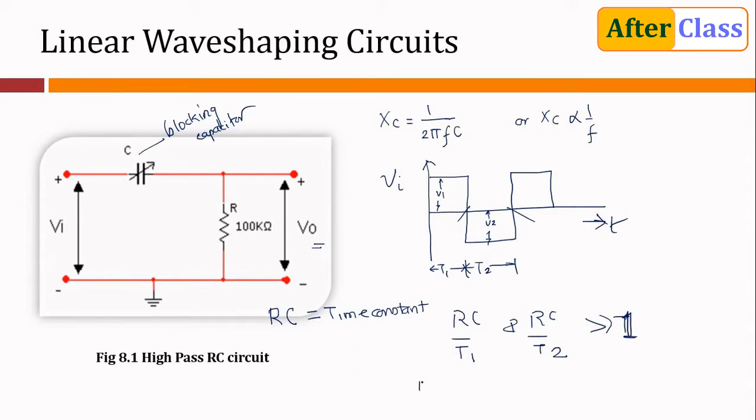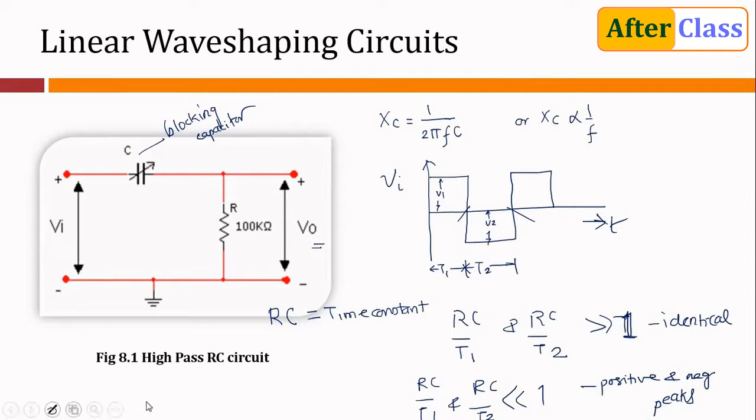On the other hand, if I have RC by T1 and RC by T2 very small as compared to unity, then the output will consist of alternate positive and negative peaks, whereas here we are going to get an identical waveform, meaning similar to the input waveform. Fine. Now these waveforms we have separately shown in a different slide.